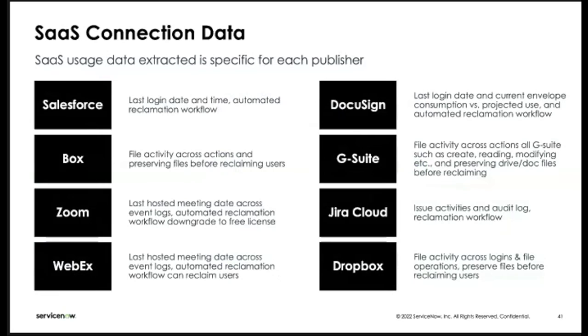When we're talking about SaaS licensing and optimization, exactly what data attributes are we looking to extract? Well, each publisher is different, but it can be summed up as usernames and activity. For example, last login information or usage time, etc. The publishers listed here are the ServiceNow out-of-the-box integration and the specific attributes that we would extract.